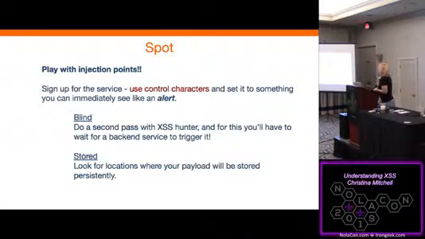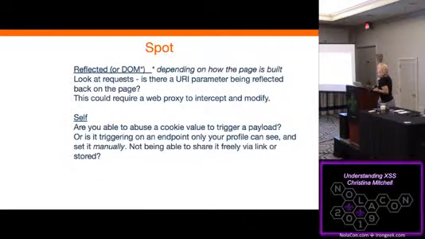And with stored, you look for locations where your payload will be stored persistently, so perhaps message boards or anything that's keeping the data server side. For reflected or DOM, depending on how the page is built, you look at requests. Is there a URI parameter being reflected back onto the page? This could require a web proxy to intercept and modify. And with self, can you abuse something like a cookie value, which is, again, why Jim's talk tomorrow is really going to be great. Can you inject some values manually? That's the only differentiation between this and some of these other ones.